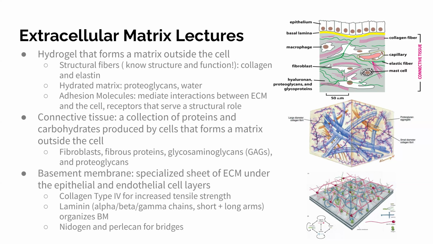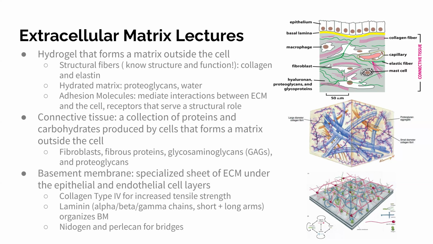So the extracellular matrix is a hydrogel that forms its matrix outside the cells. So it being a hydrogel, it means it's filled with water, as well as its other structural fibers, hydrogen matrix, and adhesion molecules. So the structural fibers, you should know the structure and the function. So that's collagen and elastin, and we'll go over those in the next slide as well.